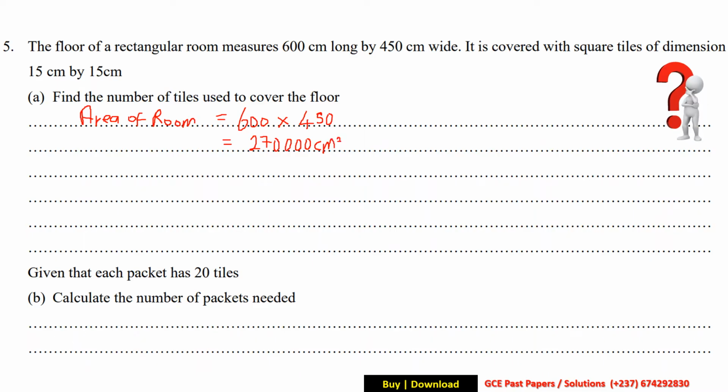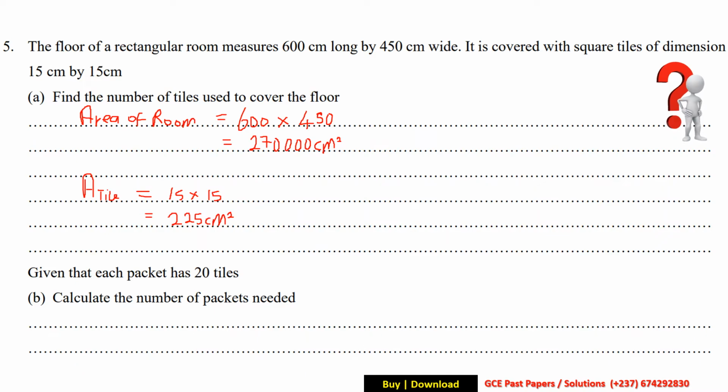Now, what is the area of a tile? So I can just call it a tile. We are being told that the tile has dimensions 15 centimeters by 15 centimeters, right? So the area of a tile will be 15 centimeters times 15 centimeters. This will give us 225 centimeters squared, or squared centimeters to be well said.